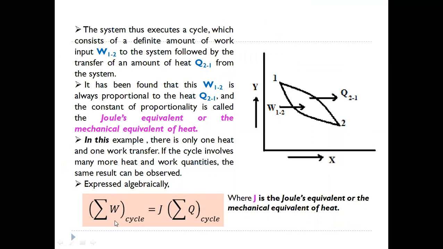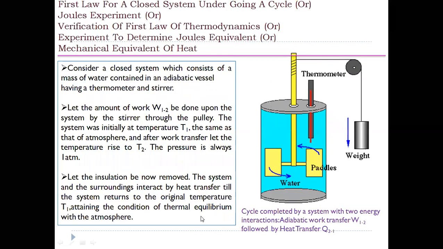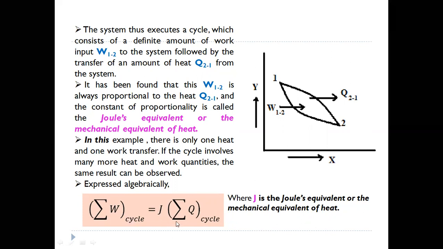As we go on increasing the work transfer, the heat transfer will increase. So in order to remove the proportionality constant, we introduce a constant called Joule's equivalent, which is also called the mechanical equivalent of heat. Okay, so this is the first law of thermodynamics for a cycle. Here the cycle completes. Since it is done for a cycle, this is the first law of thermodynamics for a cycle.